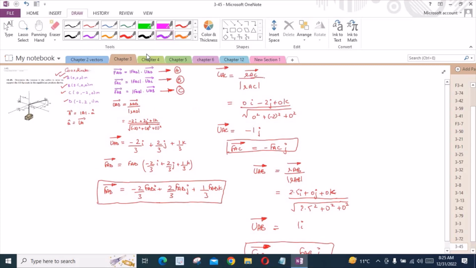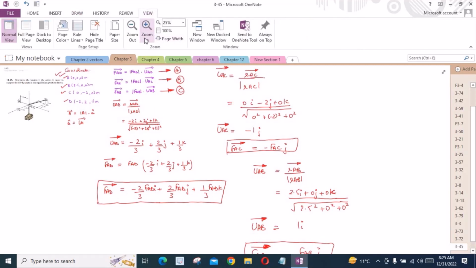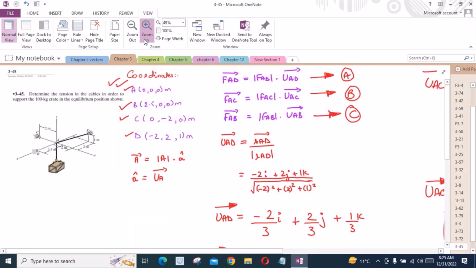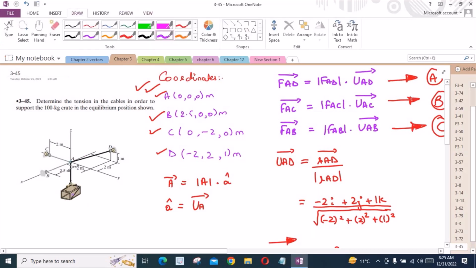We have one more force to consider, which is the weight force of this grate. If I zoom in, then we have the weight which is acting vertically downwards. So this weight in terms of Cartesian vector form can be written as negative 100 into 9.81 k, because it is directed in the negative sense of the z axis. Now we can apply the equations of equilibrium.